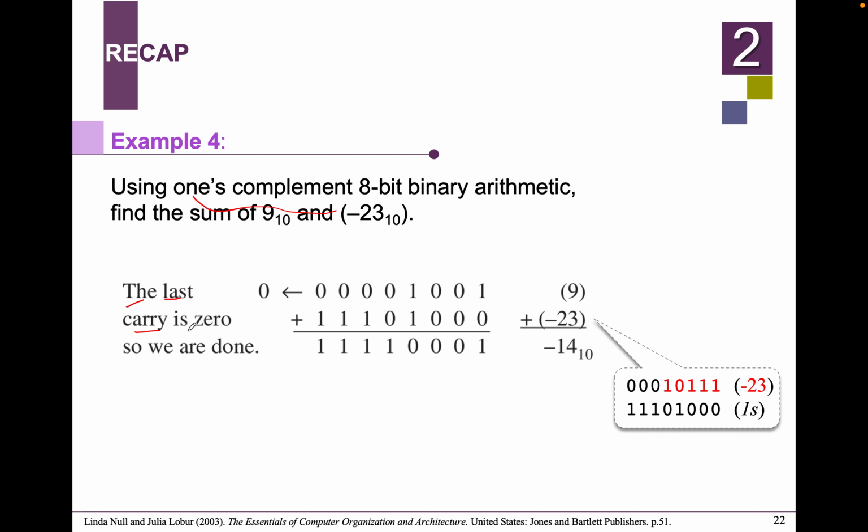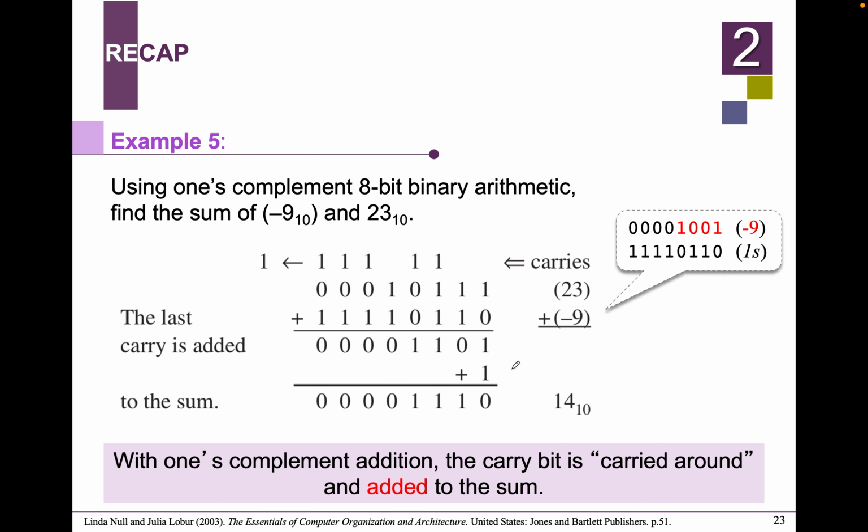The last carry is 0, so we are done. If let's say it is 1, we need to bring it down. We need to add. But because it is 0, it is basically similar, nothing changes. So this is the method of a complement, which is you need to bring the carry to the bottom. Okay, let's take a look if we have a carry. With first complement addition, you can see the carry bit is carried around.